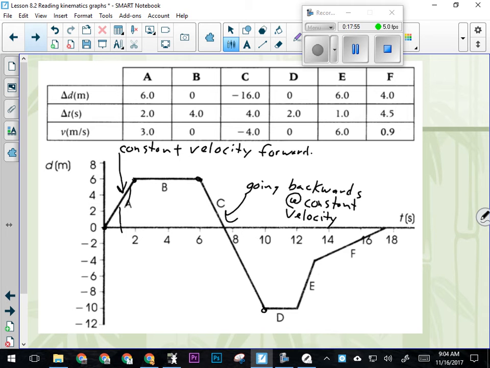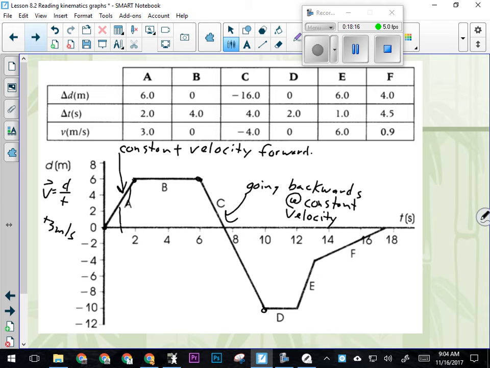Can I calculate how fast he was going in A? Yeah, okay, in 2 seconds, he went 6 meters. All right, so v equals d over t. Essentially, I'm calculating the slope of that part of the graph. Okay, so 6 over 2 is 3 meters per second. And that would be positive because it was forwards.